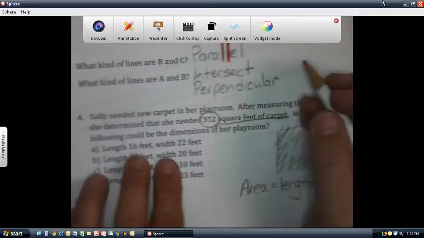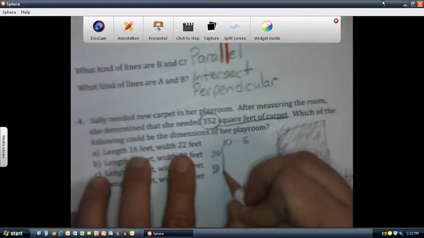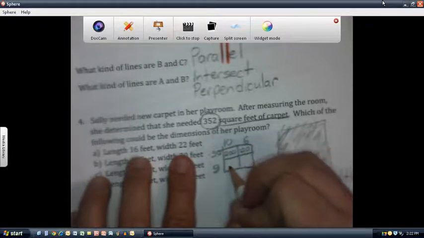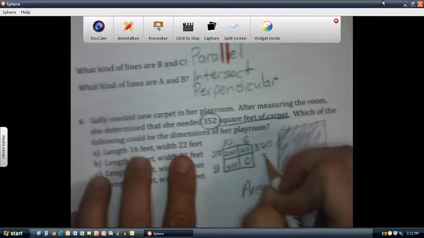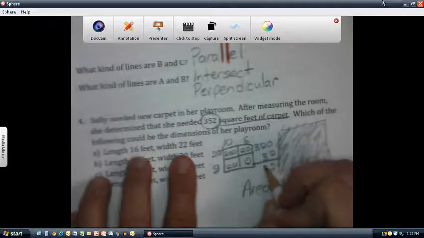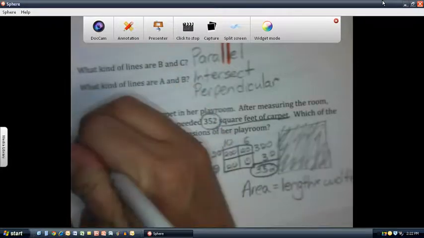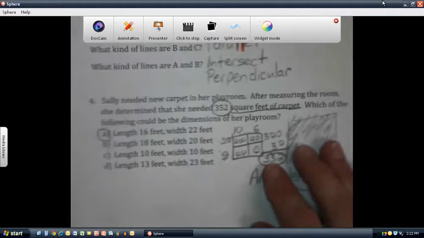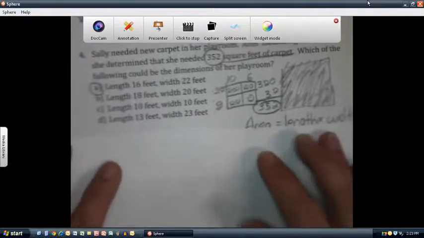So I'm going to start with 16 by 22. So that gives me 200, 120, 20, and 12. This is 320. This is 32. And I add that together and get 352. Right away, I got the right one. I'm going to go ahead and do B, C, and D, though, to make sure that that's my right answer. Because if I came up with 2 answers that would equal 352, I might want to go back and check A again. So let's try 18 by 20.